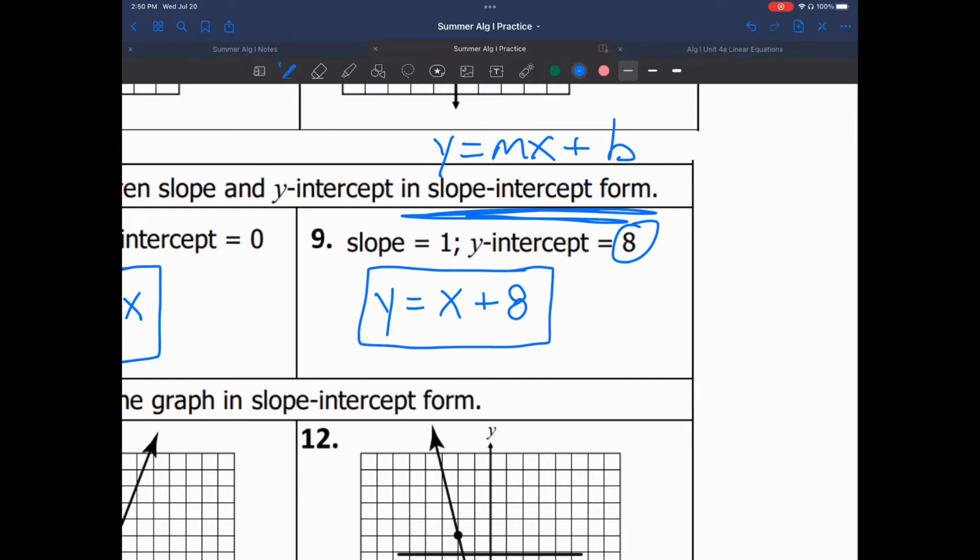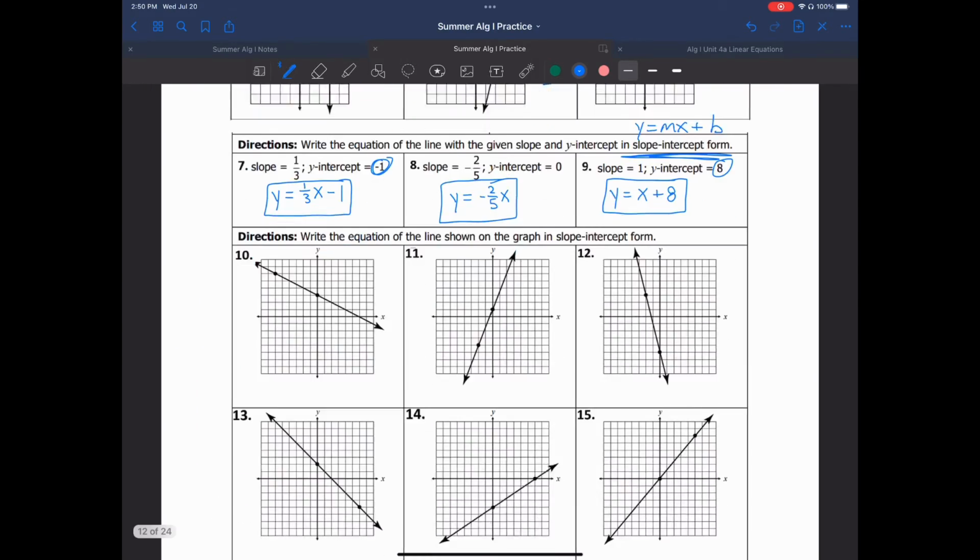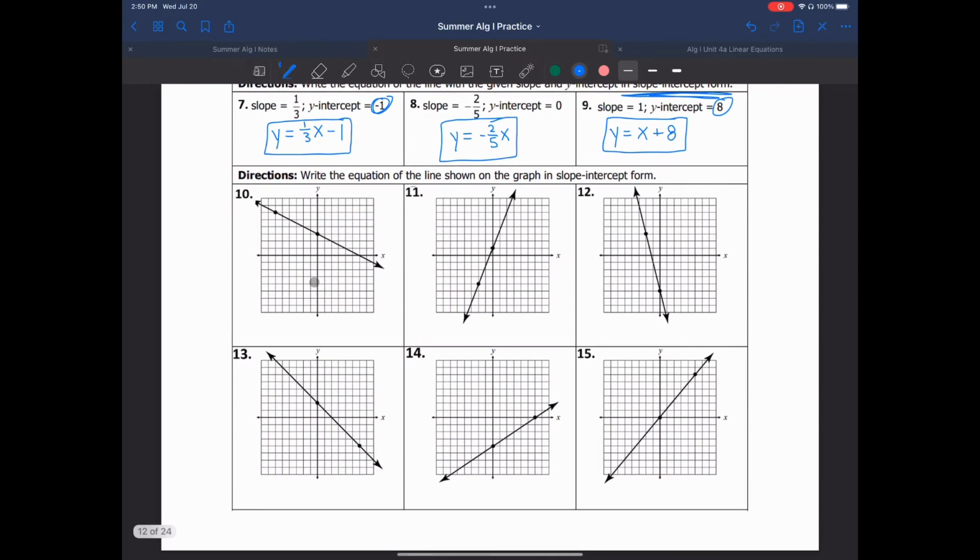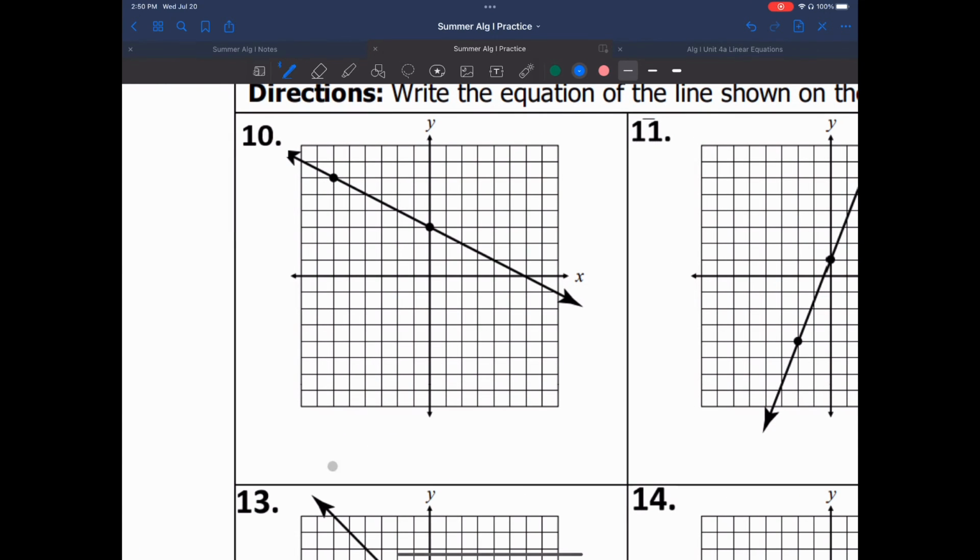And that's it for that section, and that takes us to writing the equation of a line. So there's 6 problems here. They don't tell you to find the slope or the y-intercept, but we know those are the 2 things we have to find in order to write the equation. So maybe off to the side somewhere, put like m equals and b equals, and remember to find those first.